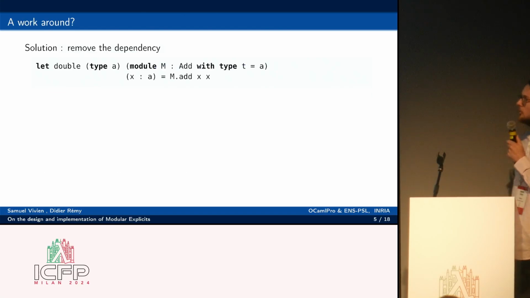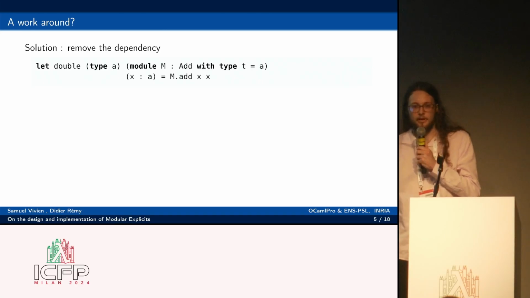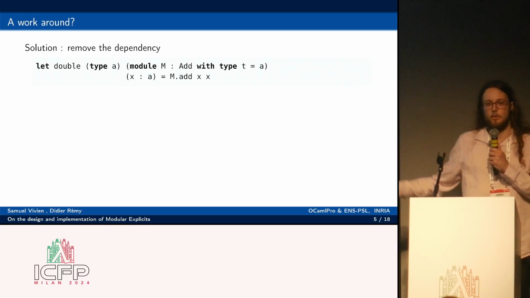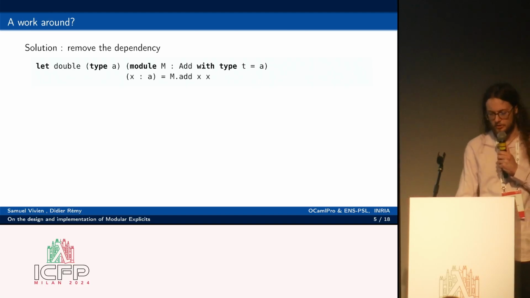A workaround will be to remove a dependency between the type of X and the module by defining a new type, type A, and saying that the type defined inside the module M is type A, and also that the type of X is also A. In this case, you remove a dependency, and you're able to type this function.